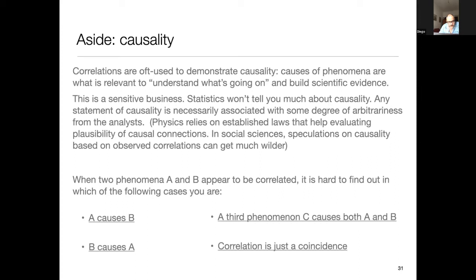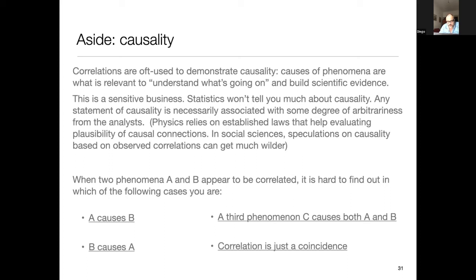However, when two phenomena are correlated, one intuitively tends to think that there might be a causality link. But the problem is more difficult than it seems, because when you have two phenomena, A and B, that are correlated, it can be that A causes B, in which case you have causality. It can be that B causes A, and also this is a causal link between the two. Or it can be that a third phenomenon, C, causes both A and B.